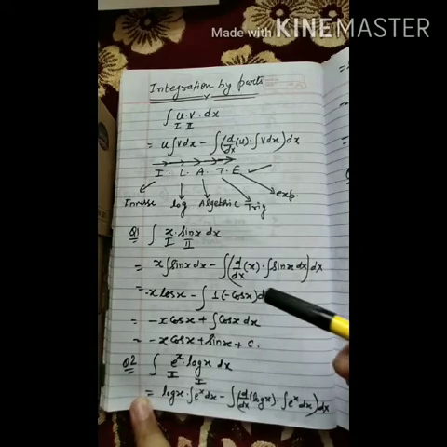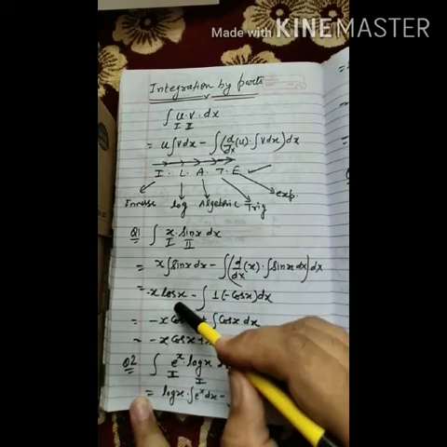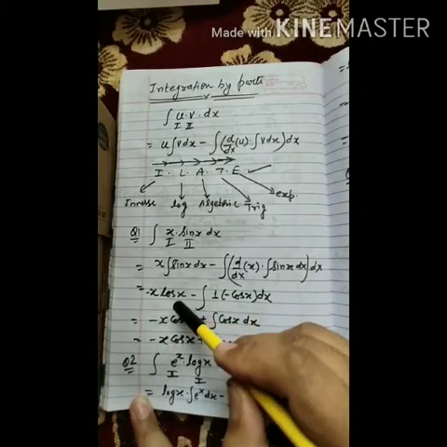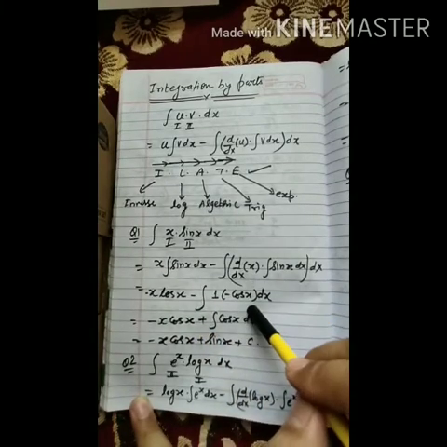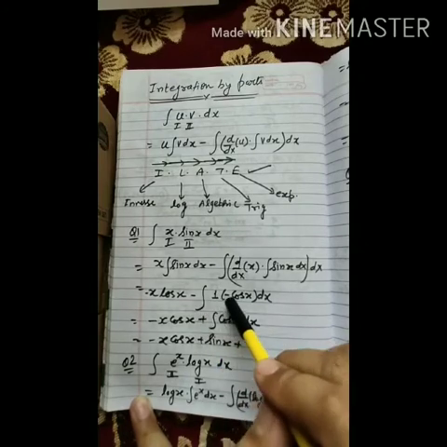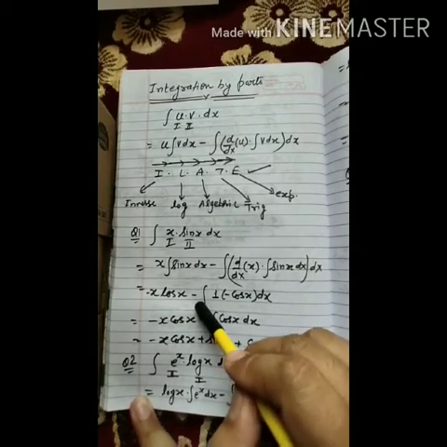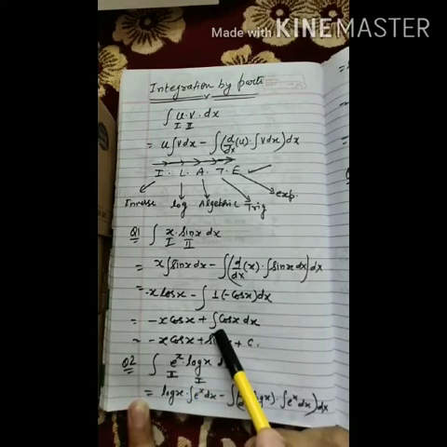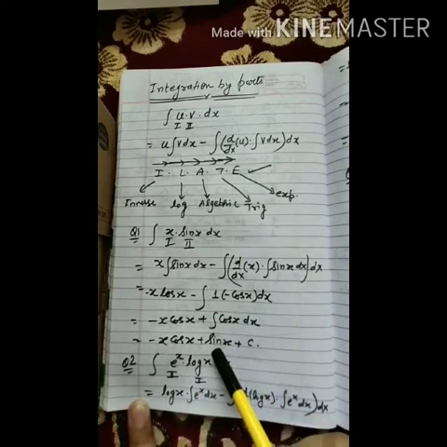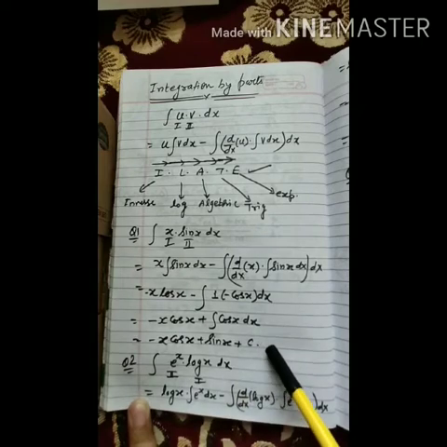Okay, now integration of sin x is minus cos x, and differentiation of x will be 1, and integration of sin x is minus cos x. This minus and this minus will become plus. So we have this as our next step. Now integration of cos x is sin x. So this is the full and final answer.